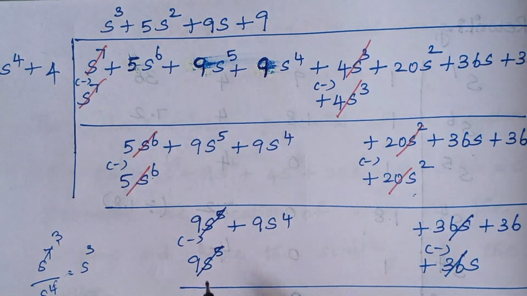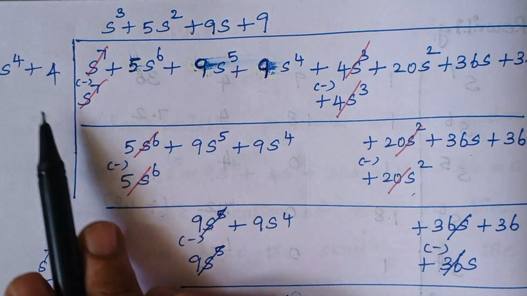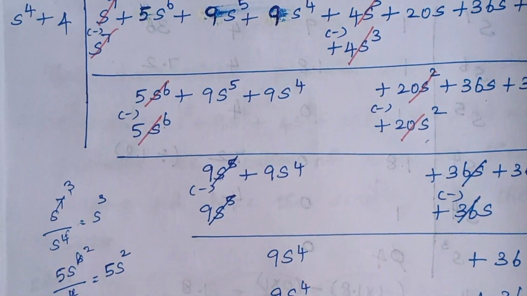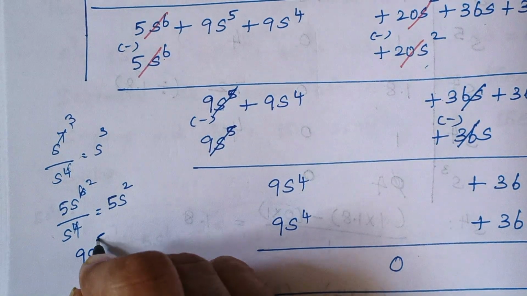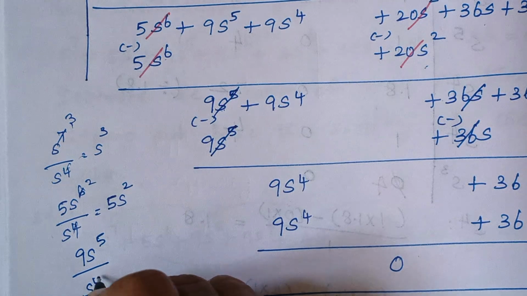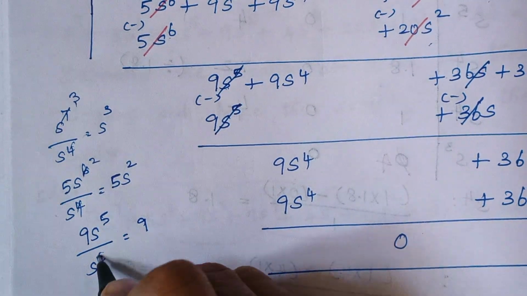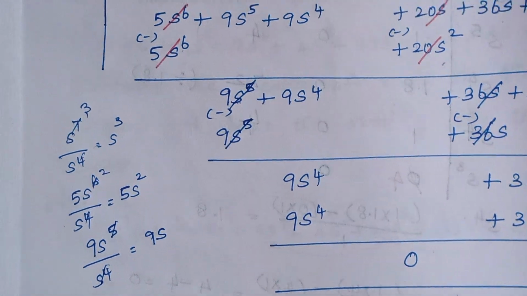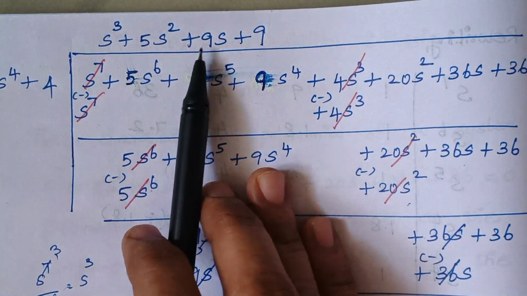Right. So the next step is again you have to divide this first term by s to the power 4. So when you divide, what happens? You see here I am dividing 9s to the power 5 divided by s to the power 4. So 9 remains as such, and this s to the power 4 and 5, there will be a single s here. So the answer will be plus 9s. So here I had written plus 9s.